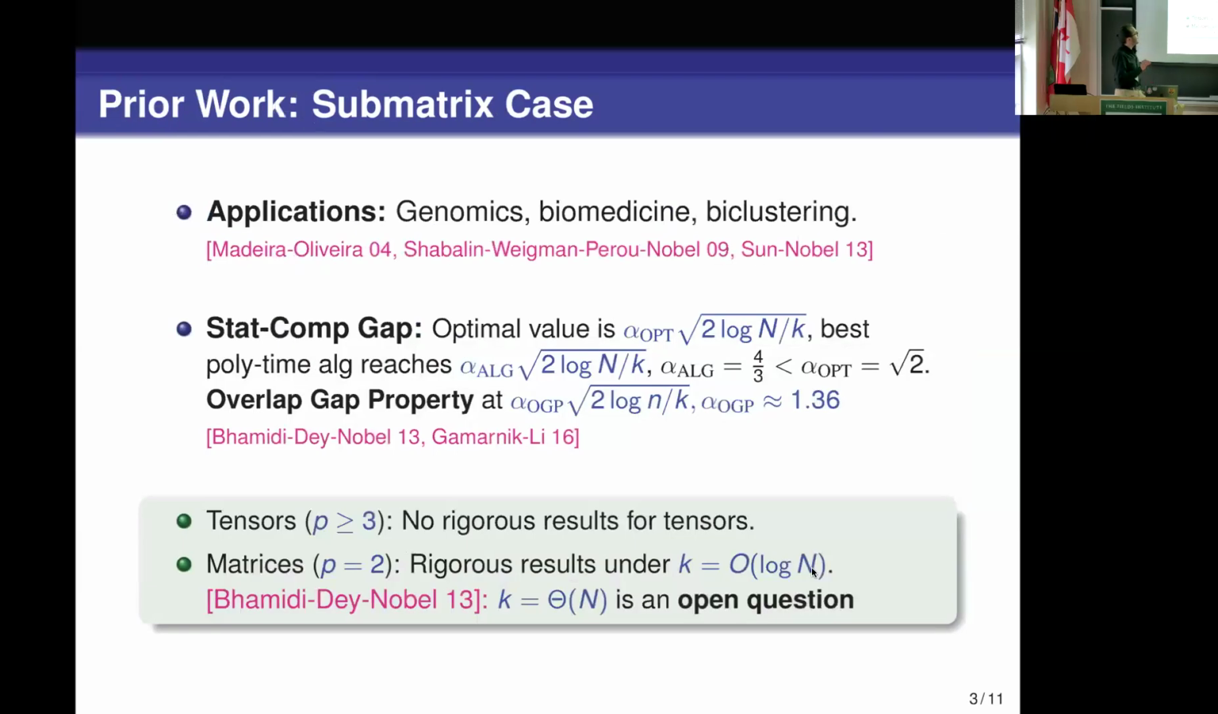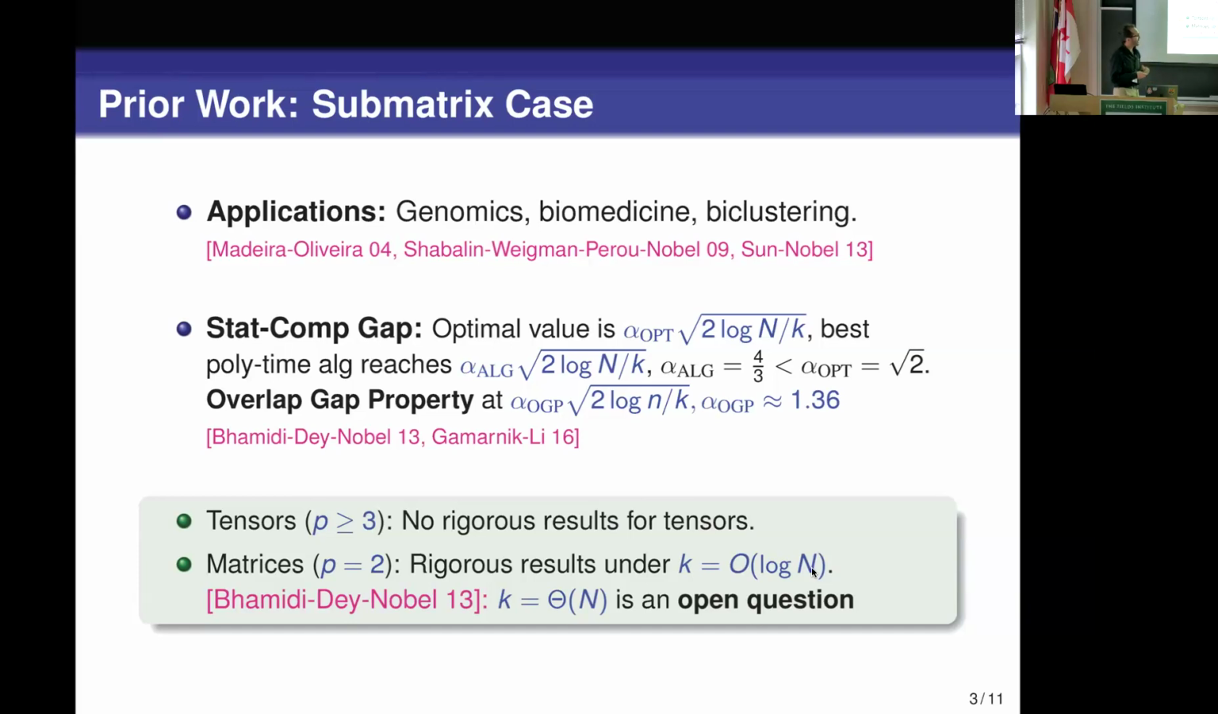So before we move on, a little bit of prior work. The submatrix case actually has a lot of applications, in particular in clustering in the applied statistics literature. And it exhibits a feature called statistical-computational gap. Both this talk and the next talk will have some of these ingredients. On the one hand, the optimal value, which you can pin down using non-constructive techniques, is some alpha opt times a factor, which is square root of 2 log n over k, whereas the best known polytime algorithm gets only 4 over 3 times the same factor. And there's a gap in between the two.